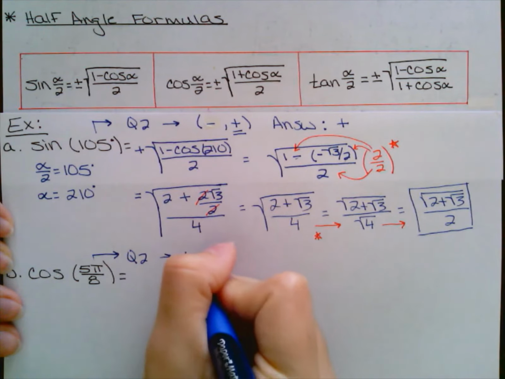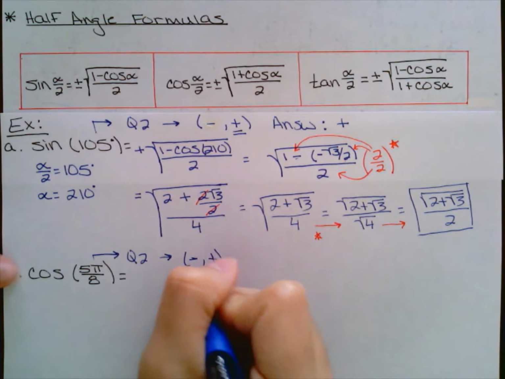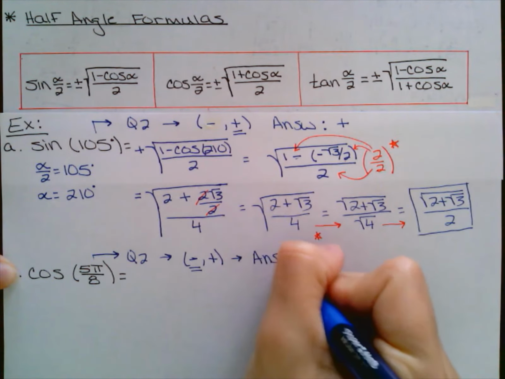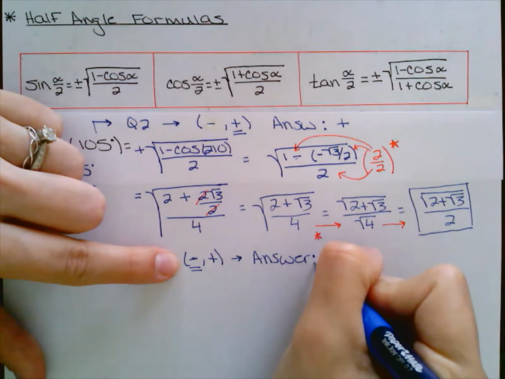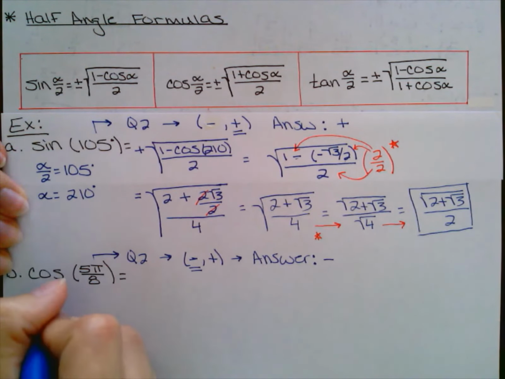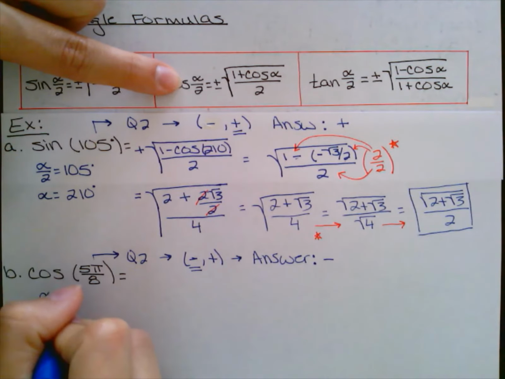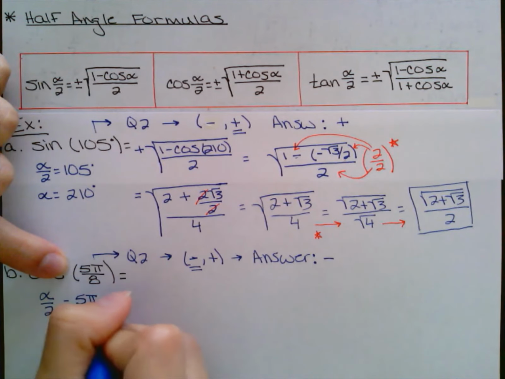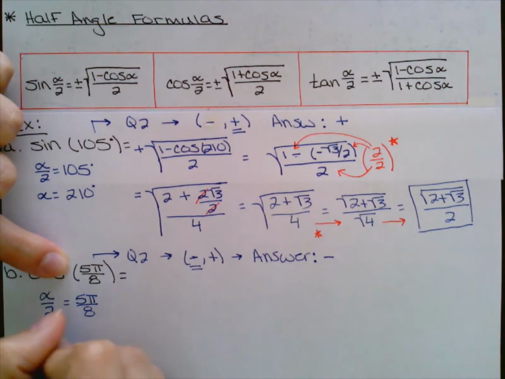In quadrant 2, my signs are negative, positive, and since I'm working with cosine, my answer is going to be a negative. Next step, find out what alpha is. If in the formula it's alpha over 2, I set that equal to 5 pi over 8, multiply the 2 over, I get 10 pi over 8, which reduces to 5 pi over 4. And this is on my unit circle.